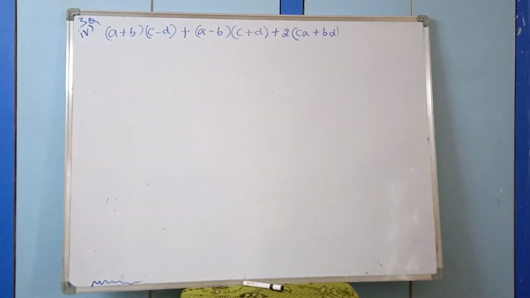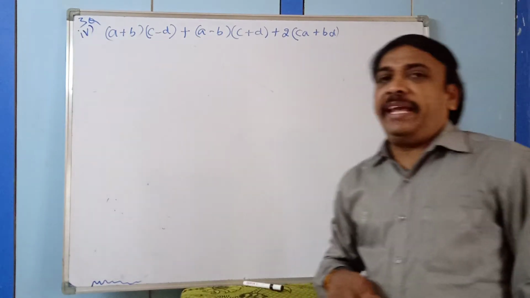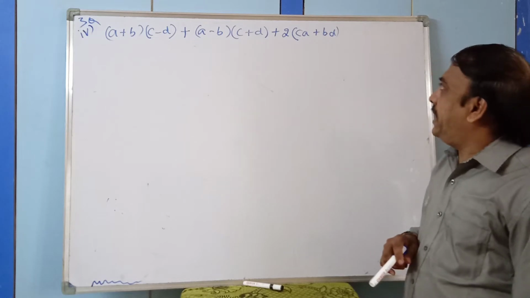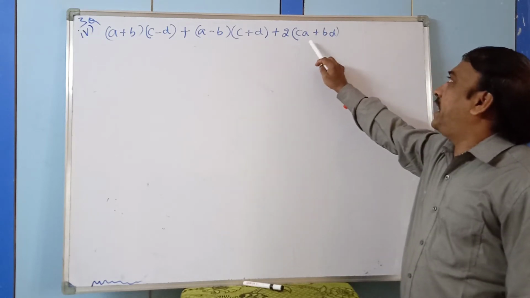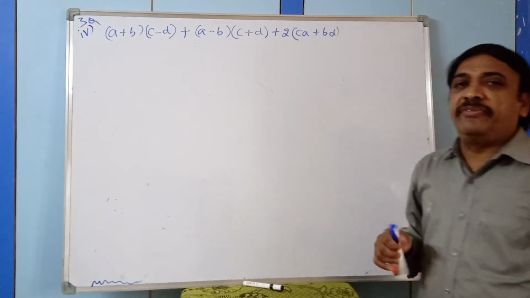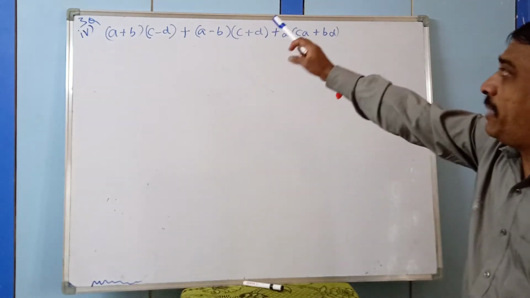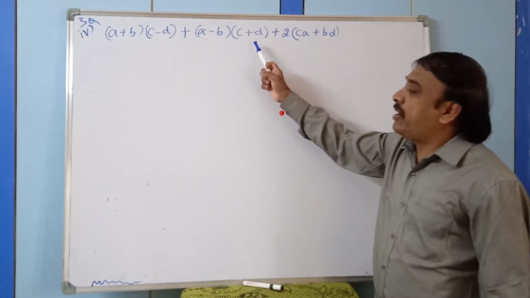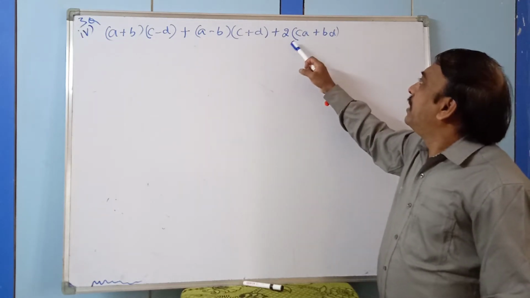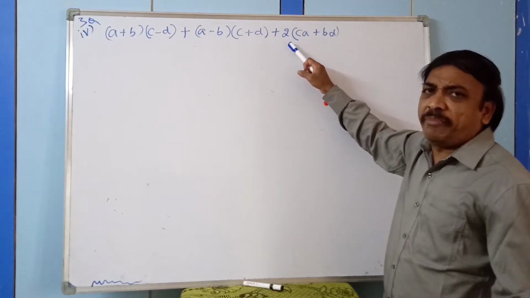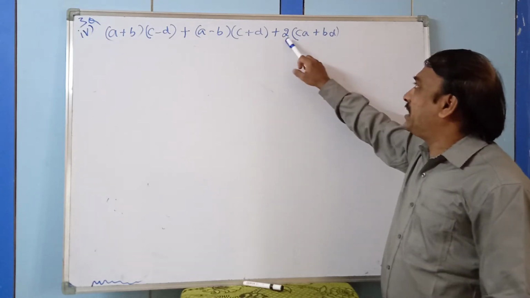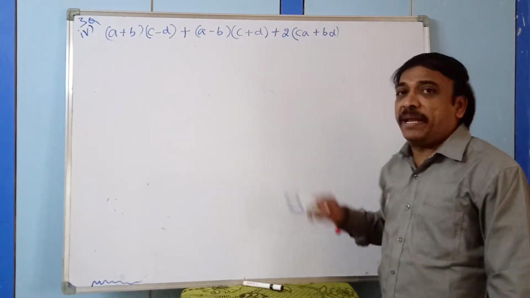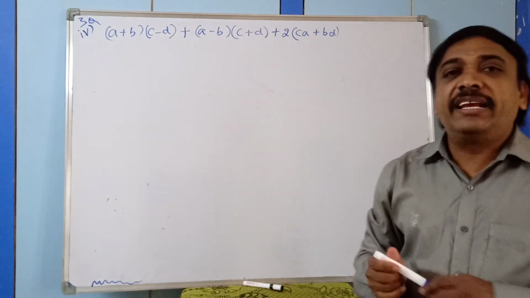See one more question, the fourth bit. (a + b)(c − d) plus (a − b)(c + d) plus 2(ca + bd). You have to simplify this. First one is a binomial to binomial product, then plus a binomial to binomial product, plus 2, which is a monomial, a single term and a constant value, multiplied by a binomial. So 2 into this you have to multiply. Finally you have to simplify the final answer.